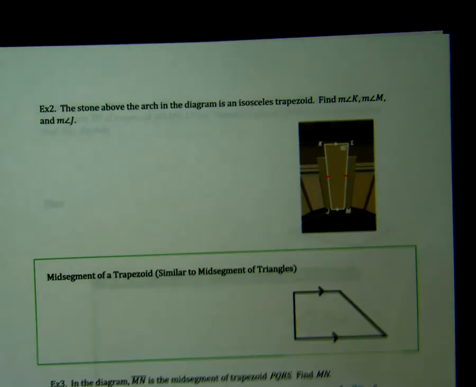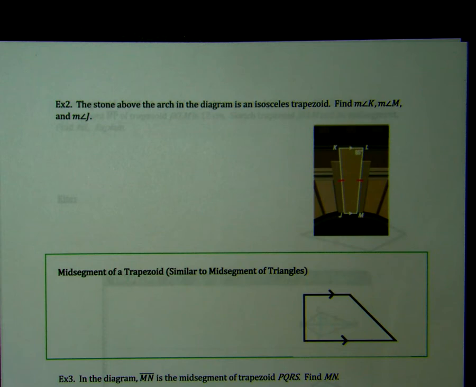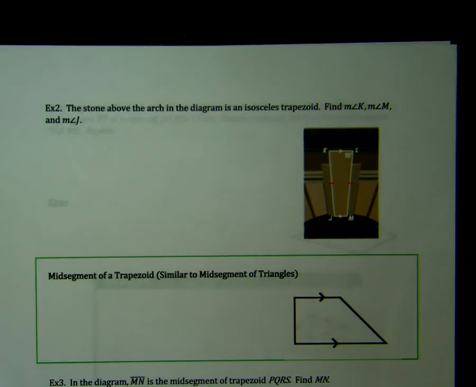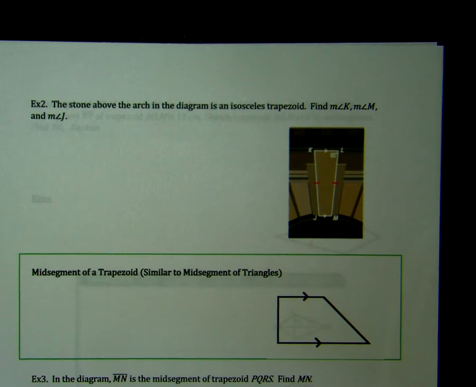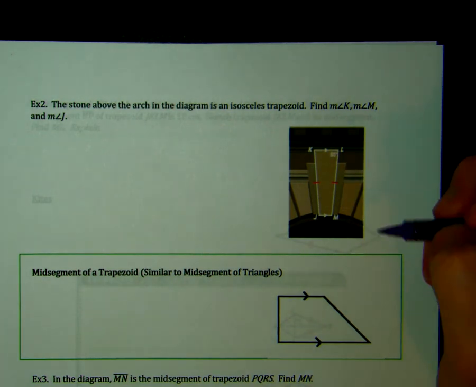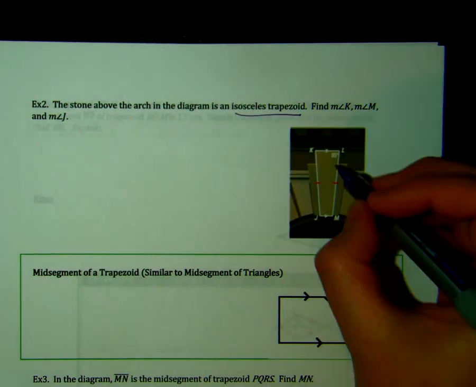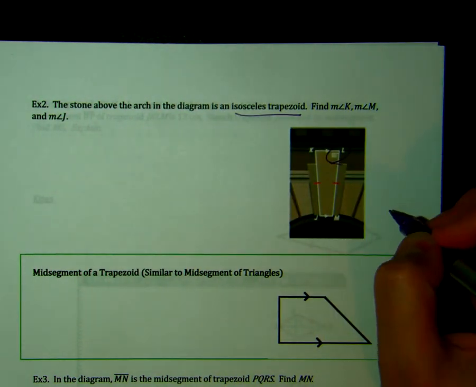All right. So we have a stone archway up here. I believe, if my freshman year world history class taught me, this is called a keystone. So we have a keystone and a stone archway here. It is an isosceles trapezoid. They tell us the measure of angle L is 85 degrees.